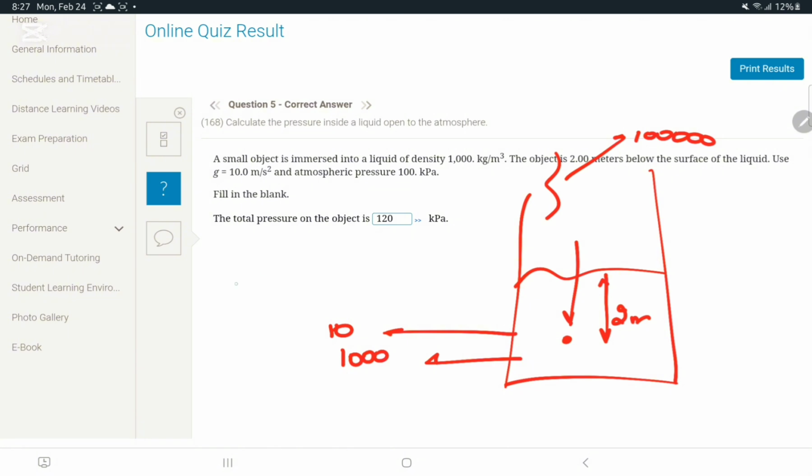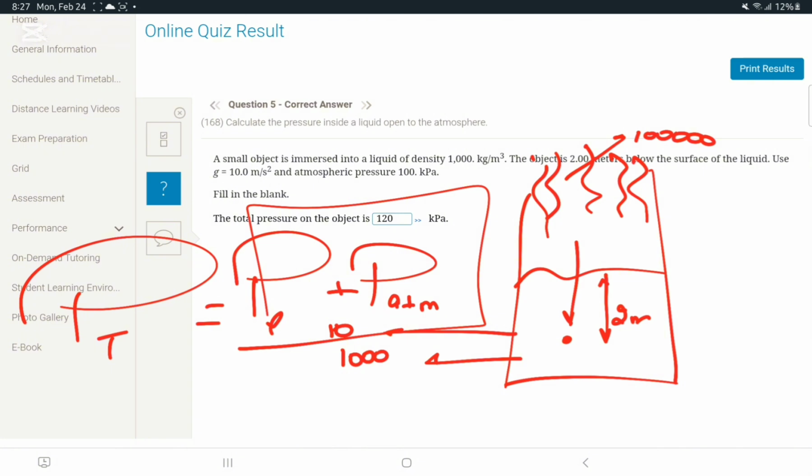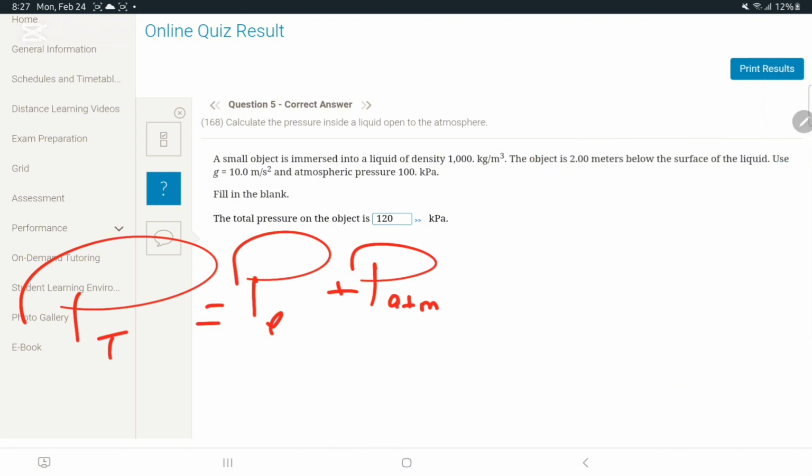Okay, so the total pressure is going to be the pressure of the liquid on the object plus the atmospheric pressure. Why do we do plus atmospheric pressure? This is an open-end container, so we're not only going to have the pressure exerted by the liquid on the object, we're going to have the atmospheric pressure too. So we add both of these pressures. Okay, so firstly we can find the pressure of the liquid using rho GH. Rho, or density, is 1000, times G, which is 10, times H, which is 2.